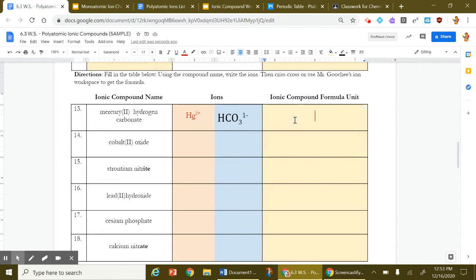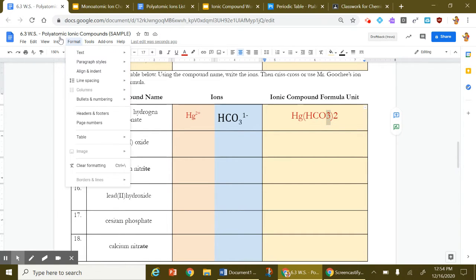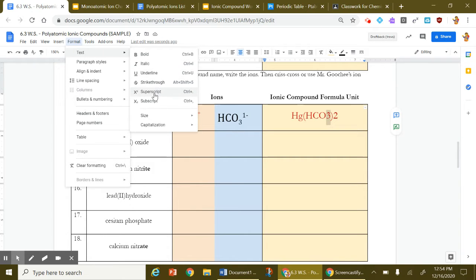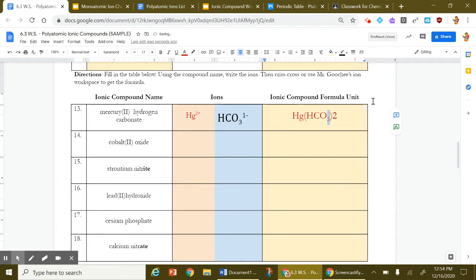So I'm going to do that. I'm going to type in Hg for mercury, and then in parentheses, HCO3. That's 1 hydrogen carbonate. This HCO3 is a single hydrogen carbonate, and I just want 2 of them. There we go. That is the formula of mercury 2 hydrogen carbonate. Format, text, subscript.